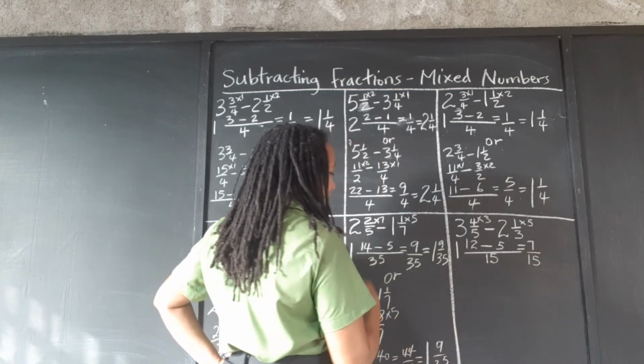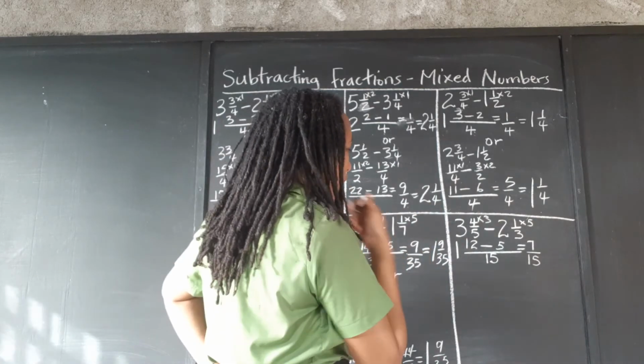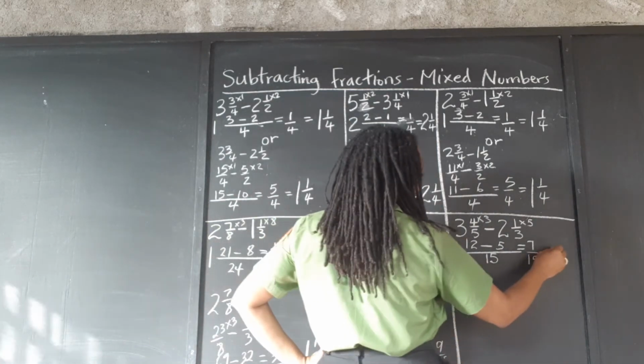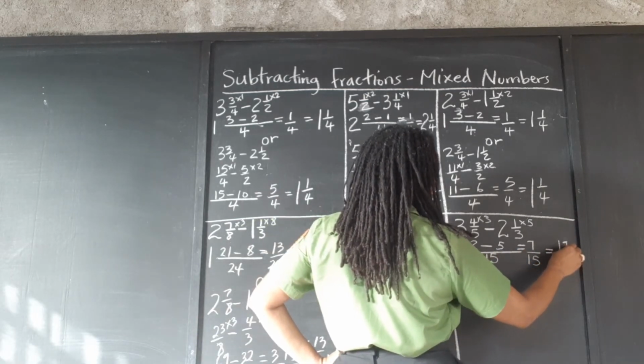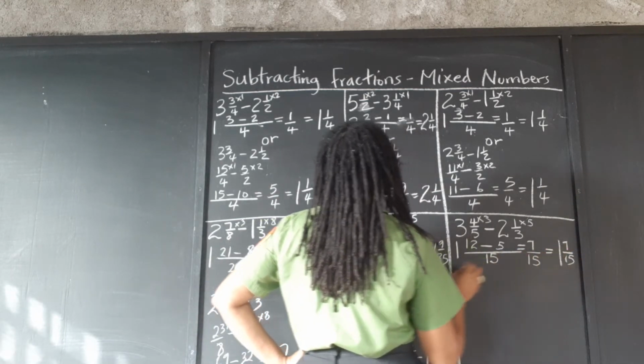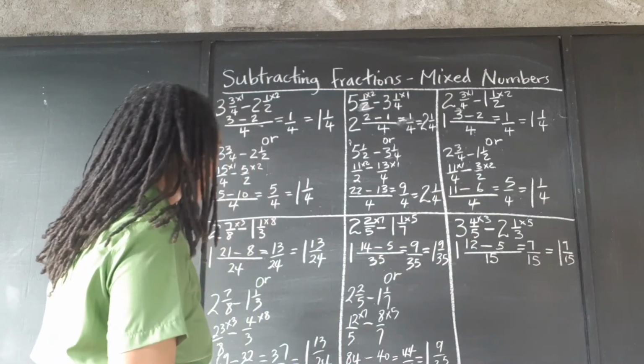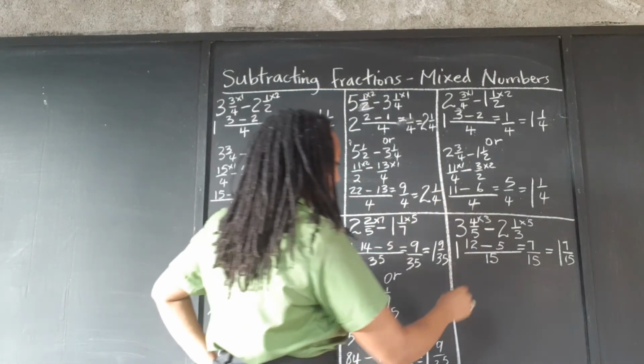Wait, 12 take away 5 is 7 over 15. And these fractions cannot be reduced, or we would have reduced them. Finally, we go and get the 1 that we have put aside. So it's 1 and 7 over 15. Okay? And now we're going to try it using the other method.